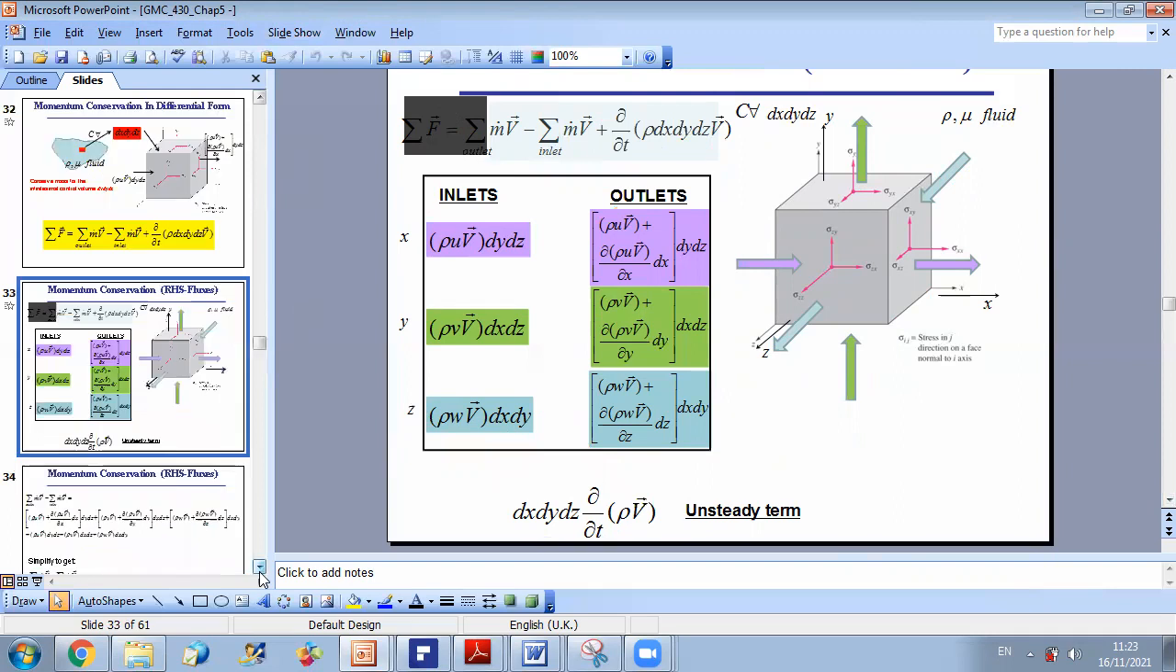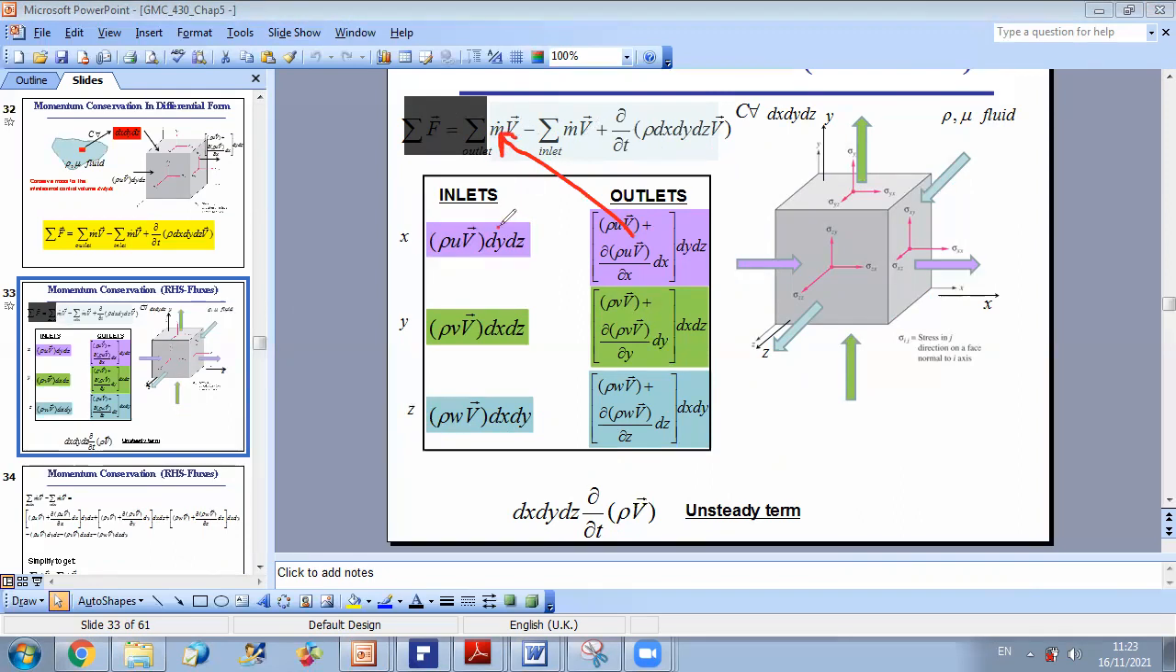So now we should compute what is the sum of forces. Before going to the sum of forces, let us replace the summation of m dot outlet v and the summation of m dot inlet v with these different expressions, and come up with a simplification for the second term of our equation.